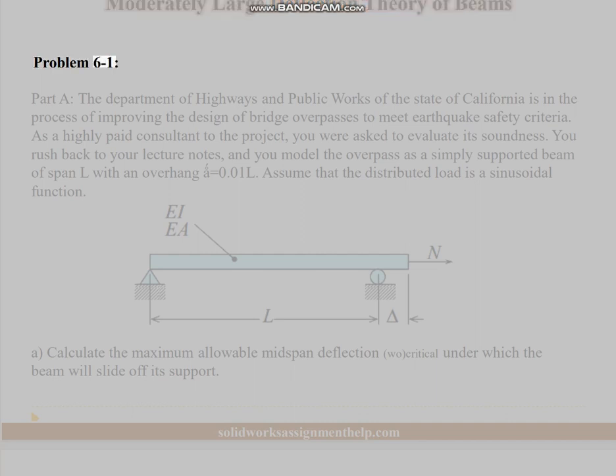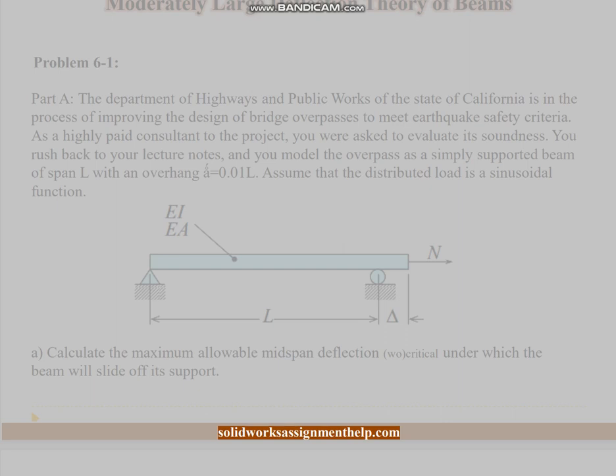Problem 6-1. Part A. The Department of Highways and Public Works of the State of California is in the process of improving the design of bridge overpasses to meet earthquake safety criteria. As a highly paid consultant to the project, you were asked to evaluate its soundness. You rush back to your lecture notes, and you model the overpass as a simply supported beam of span L with an overhang A equals 0.01 L. Assume that the distributed load is a sinusoidal function. A. Calculate the maximum allowable midspan deflection, with the critical load under which the beam will slide off its support.